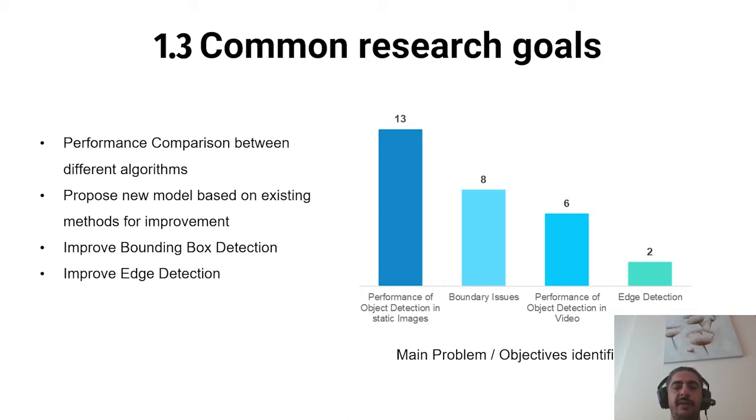In our findings, there were 13 papers related to analyzing the performance of object detection in static images, and 6 papers related to video detection, while another 8 papers also focused on the boundary issues for the objects. In object detection, the boundary and edges of an object need to be properly detected for better results. So we are concentrating in these researches on these 2 issues. Now we will go to the next slide.